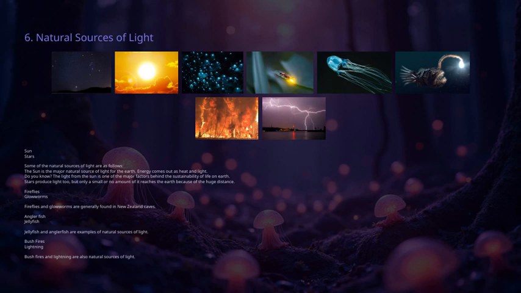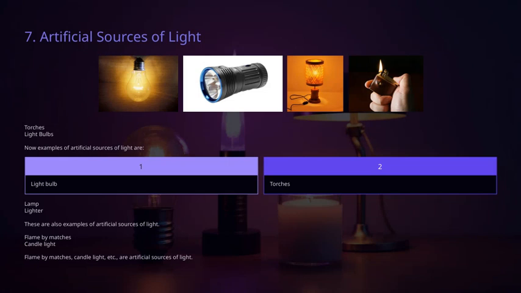So, as you can see, natural sources of light are everywhere around us, from the sun to tiny creatures and even atmospheric phenomena. They remind us of the incredible variety of ways nature illuminates our world. Now, let's look at some examples of artificial sources of light. These are things we create or use to produce light, especially when natural light isn't available.